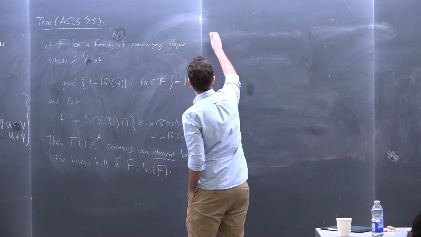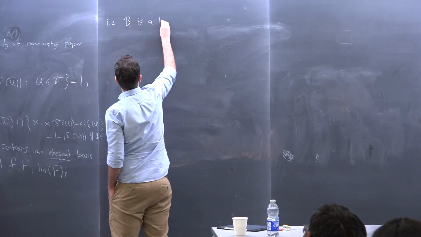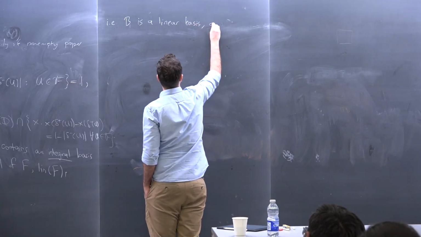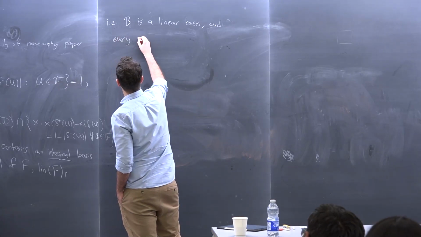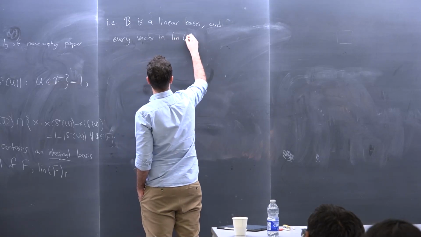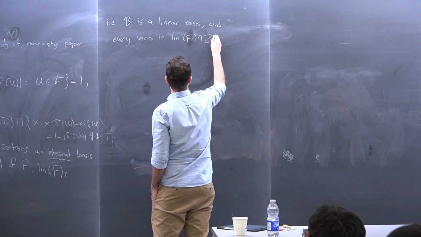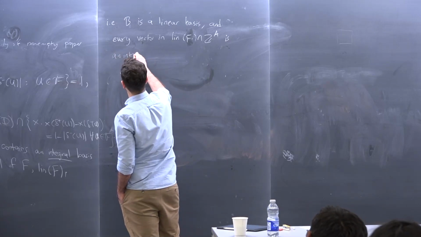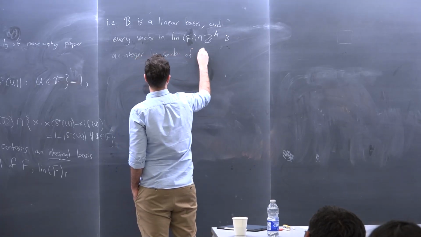I.e., B is a linear basis. So this is in the linear algebraic sense, linear basis, and every integral vector in the linear hull of B or F, whichever, they're the same thing now, any integral vector in here is an integer linear combination of B. So the coefficients are all integral.